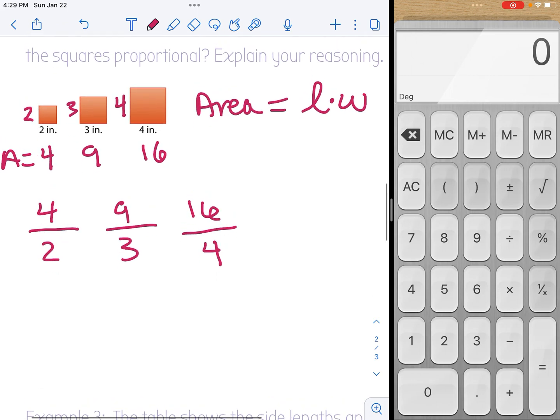So now that I have those set up, I can go ahead and find my unit rates because I want to compare and see if my side length was 1, am I going to have the same area, because that would mean that it would be proportional.